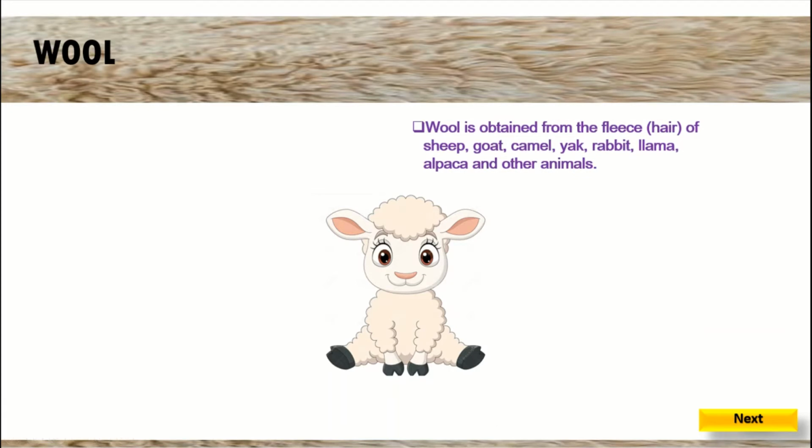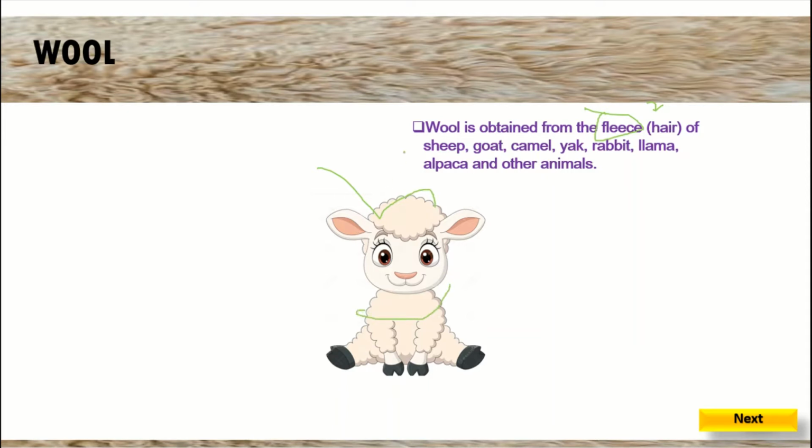Wool is obtained from the fleece or hair. Here the fleece is the hair of those animals, right? Fleece means here sheep, goat, camel, rabbit, llama, alpaca and other animals, right? Wool is obtained from the hair. Fleece means nothing but hair. So wool is obtained from the hair, this is the hair, this is the hair.